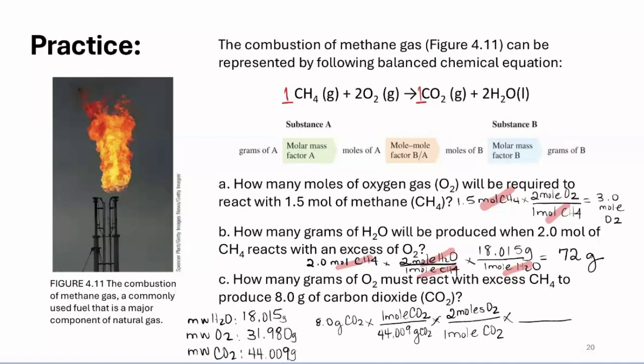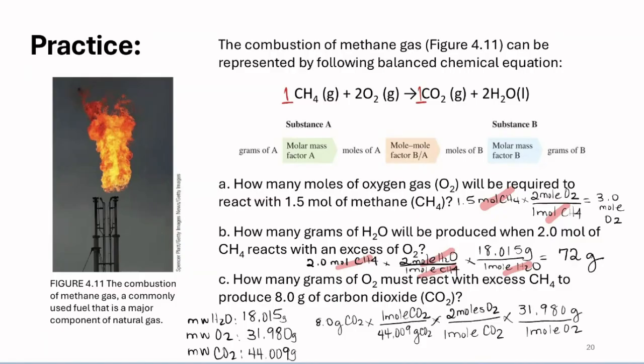In the last portion of this stoichiometry problem, we must convert from moles to grams because the question is asking us for grams. So we need to use the molar mass specifically for O2 in order to get to the final part of the question. When it comes to this, 1 mole of O2 equals 31.980 grams.